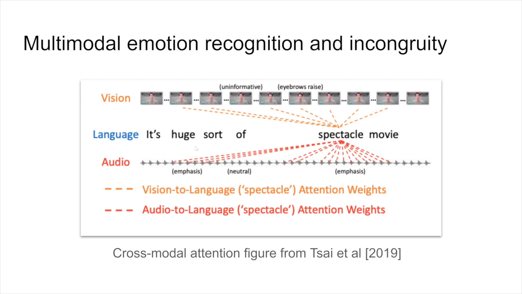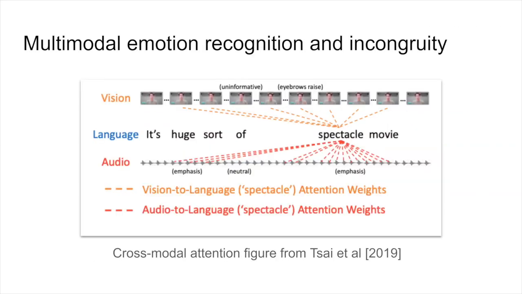The idea here is that when you're looking at a spectacle, maybe specific frames from a video would be more important, and specific words would be more important when we're trying to figure out what that means or what that's going to contribute to an utterance. This work comes from Tsai et al. They're from CMU, so they were really the first people publishing in this domain.